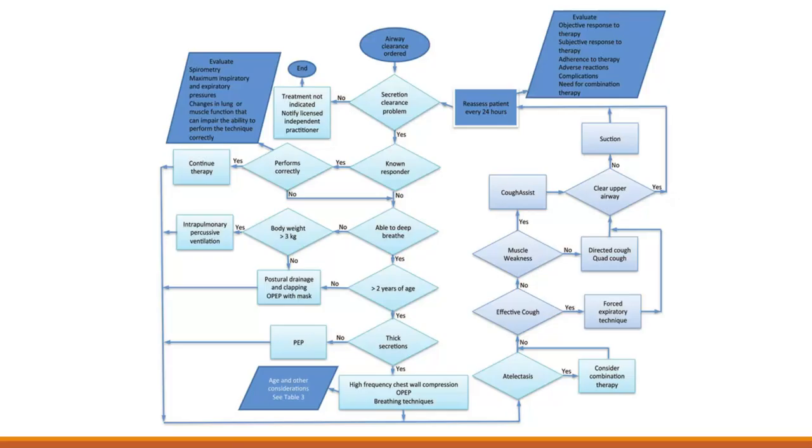And it can be very intimidating when you look at a protocol that is written out as a flowchart. But you can see up here where we say the oval, airway clearance is ordered. So we're going to move to the next spot, and it's a diamond. There's a decision that needs to be made here.